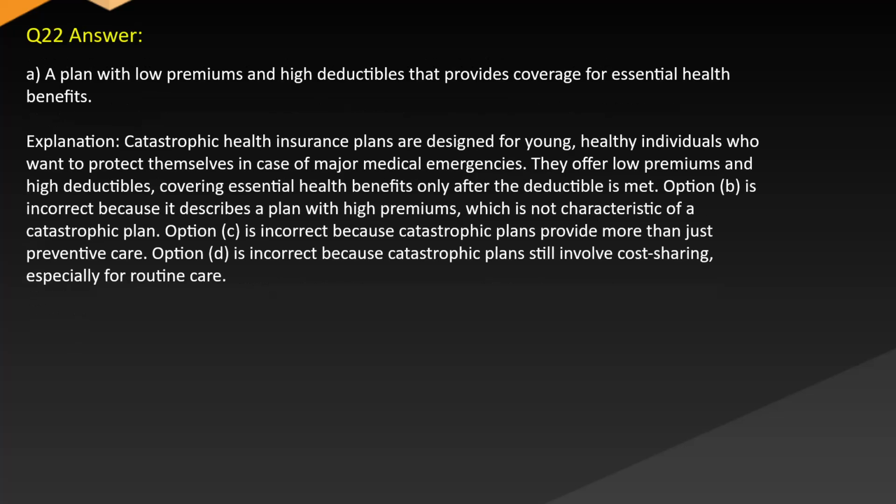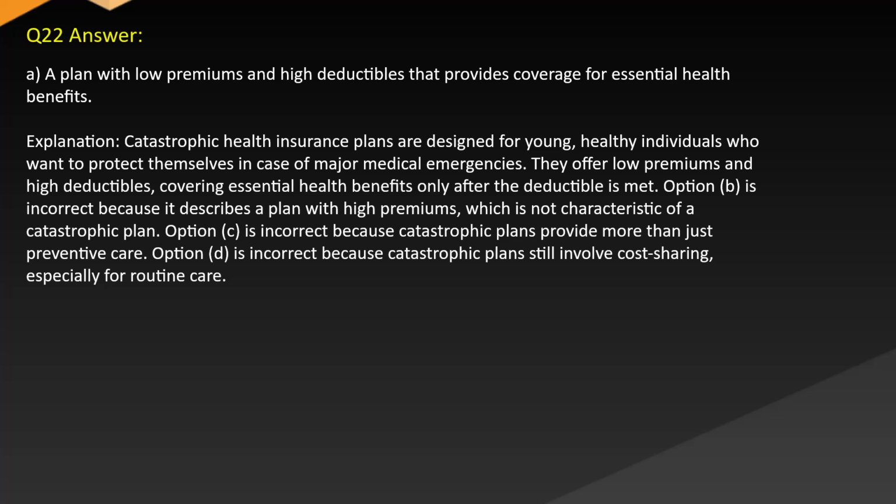Answer A. A plan with low premiums and high deductibles that provides coverage for essential health benefits. Explanation. Catastrophic health insurance plans are designed for young, healthy individuals who want to protect themselves in case of major medical emergencies. They offer low premiums and high deductibles, covering essential health benefits only after the deductible is met.